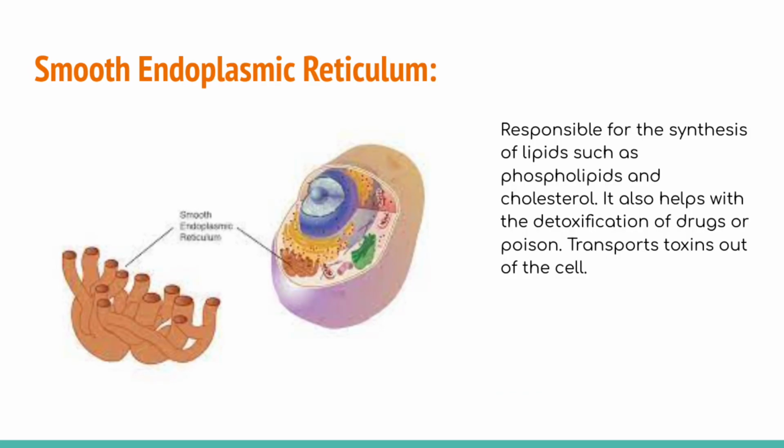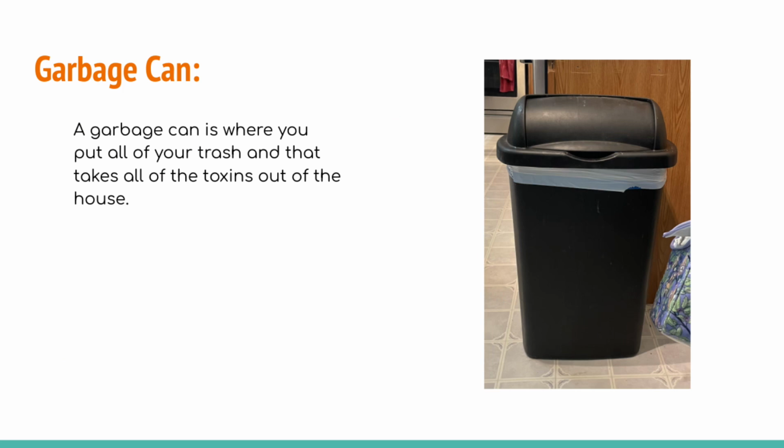Next up is the smooth endoplasmic reticulum. This is responsible for the synthesis of lipids such as phospholipids and cholesterol. It also helps with the detoxification of drugs or poison and transports toxins out of the cell. A garbage can is where you put all of your trash, and after you put your trash in the garbage can, you take it out, and that also takes all of the toxins out of the house. This is similar to the smooth ER because it takes all of the toxins from one place and puts them in another so that it helps the cell stay clean.